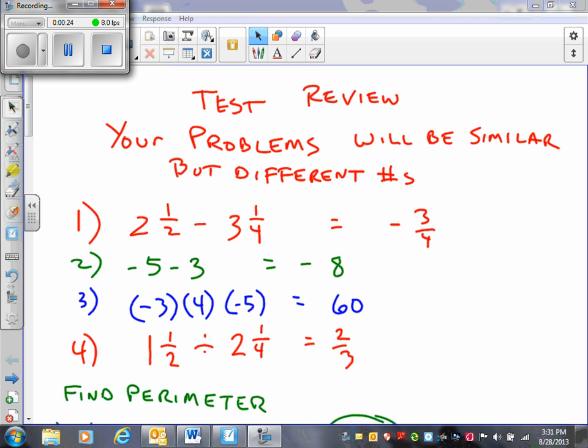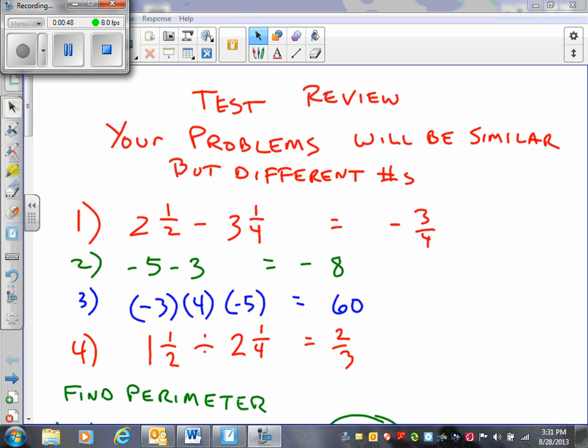The second problem, you got a pair of integers you're subtracting. -5 minus 3 is -8. Number 3, you're going to have 3 integers. -3 times 4 times -5, you get positive 60. Again, if you enter it in the calculator just the way it's written, you won't have a problem.